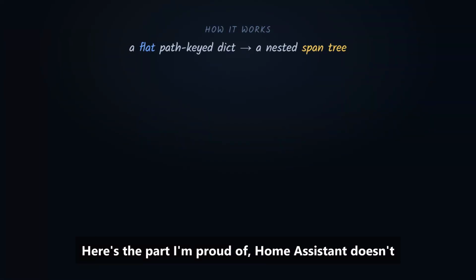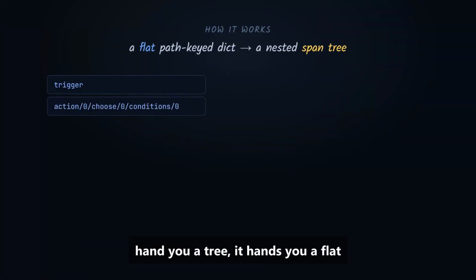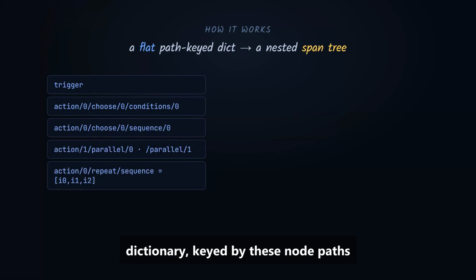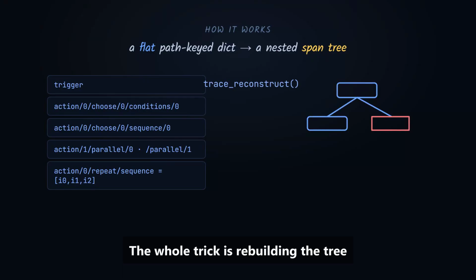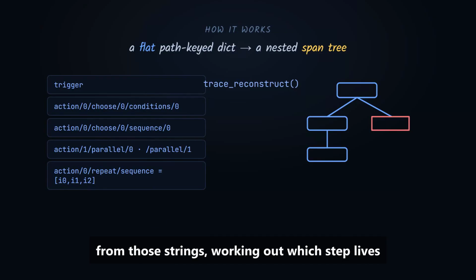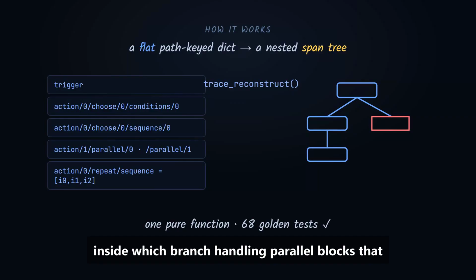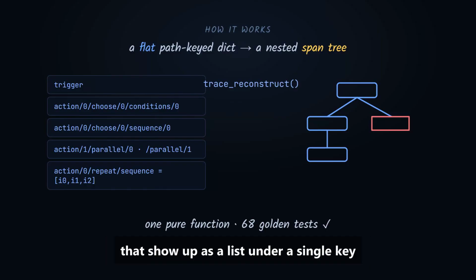Here's the part I'm proud of. Home Assistant doesn't hand you a tree, it hands you a flat dictionary, keyed by these node paths. The whole trick is rebuilding the tree from those strings, working out which step lives inside which branch, handling parallel blocks that genuinely overlap in time, and repeat loops that show up as a list under a single key. And that construction is one pure function, no network, no side effects, which means I can test it offline against real recorded traces, 68 of those tests all passing.